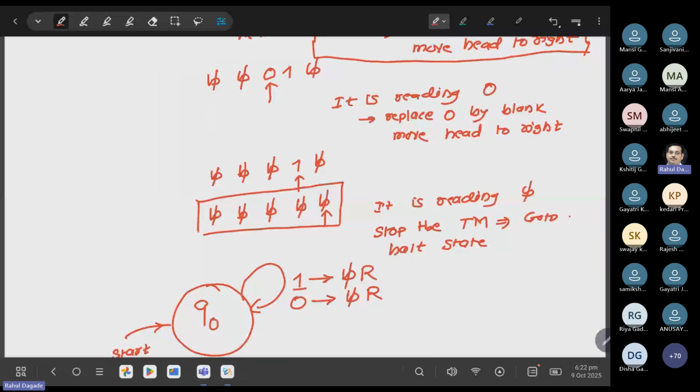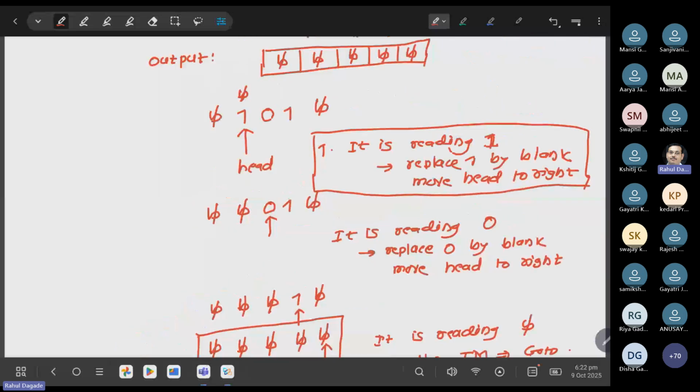Now it has got 0, so again it converts it into blank. Then it has got 1, and it converts that into blank. Now it has got blank. So as I told you, if it is reading blank, then stop the Turing machine and go to the halt state. So now let us have a halt state here.